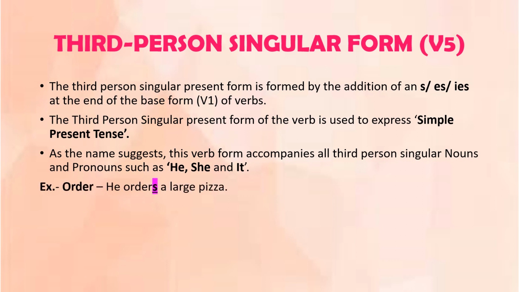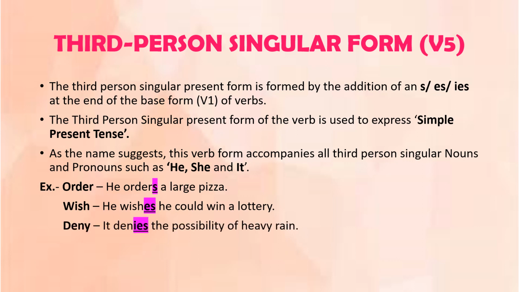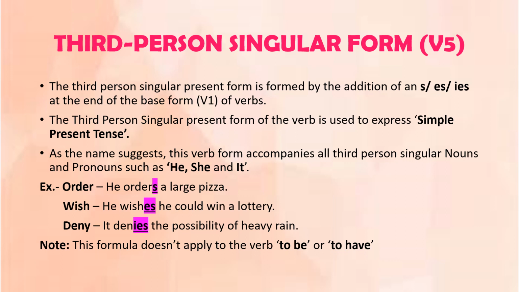For example, order: he orders a large pizza. Wish: he wishes he could win a lottery. Deny: it denies the possibility of heavy rain. Keep in mind, this formula doesn't apply to the verbs to be or to have.